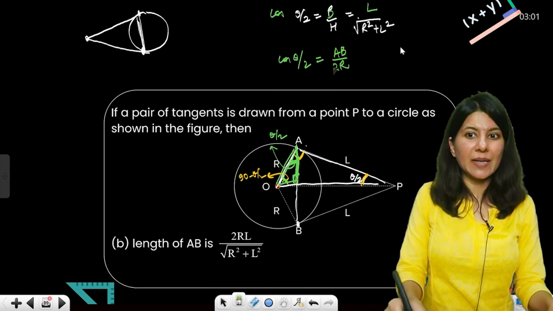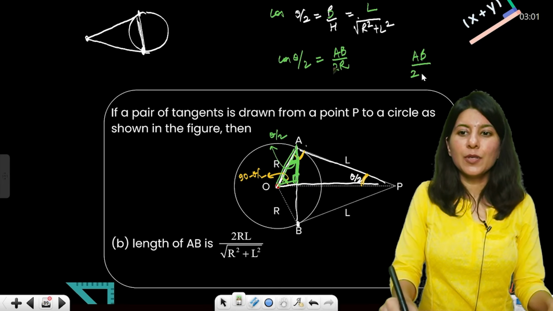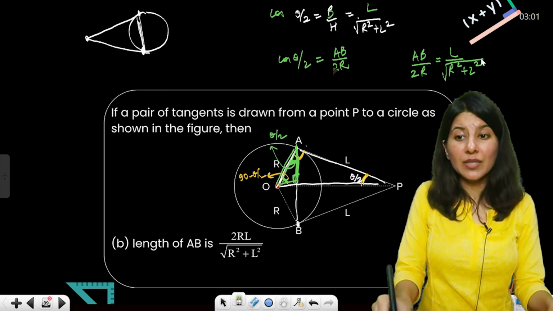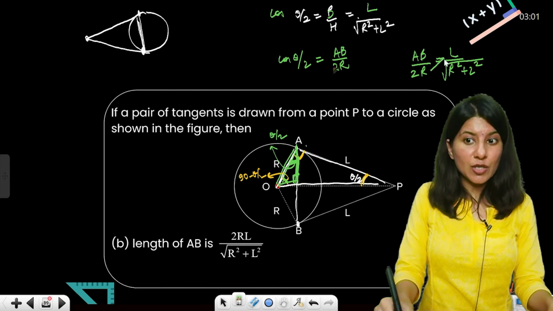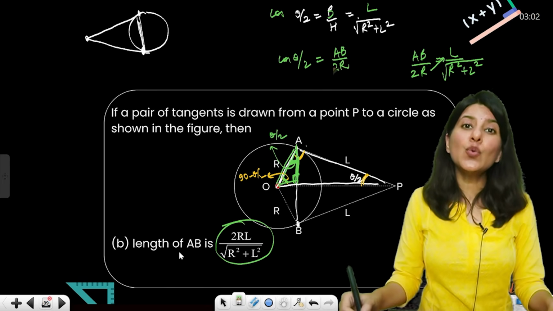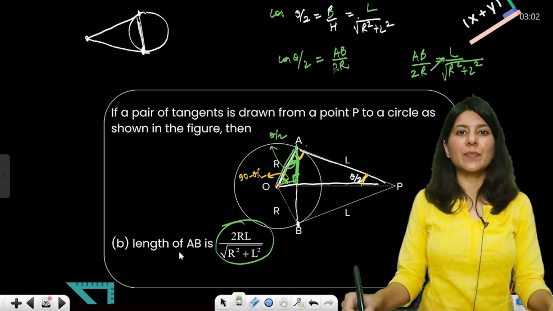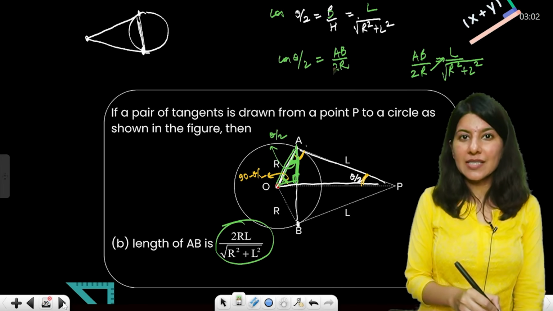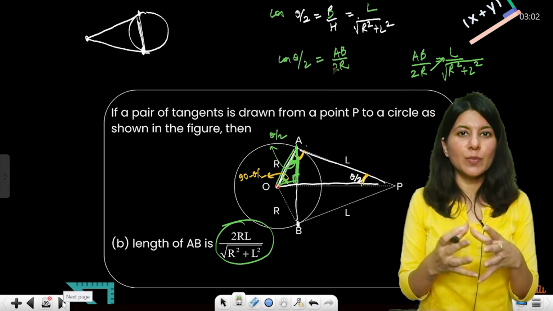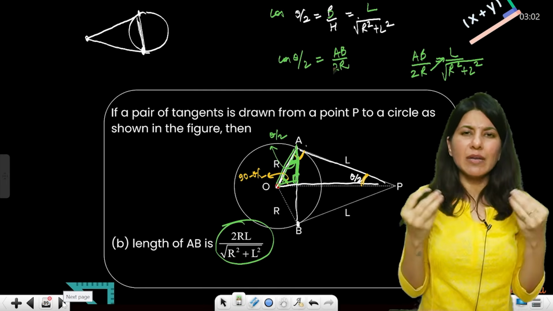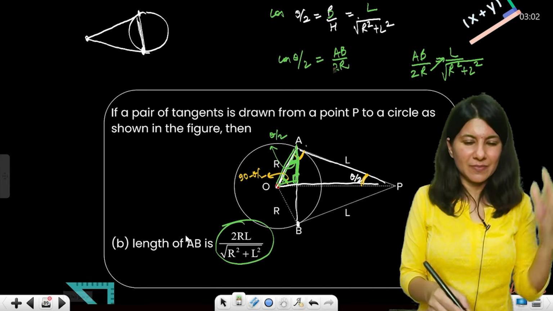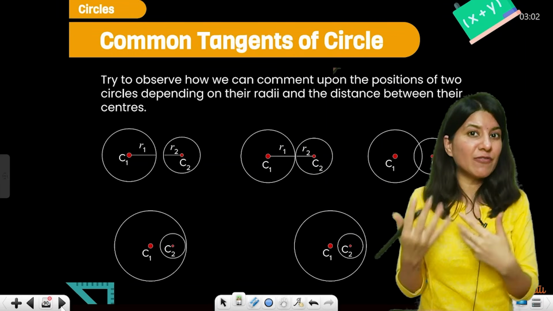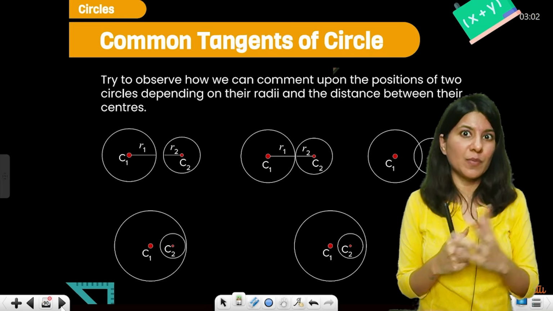Now equate them. So AB upon 2R is equal to L upon the root of R square plus L square. So the length of AB, now cross multiply, will be 2RL upon the root of R square plus L square. So these two formulas we have just obtained by applying basic geometry, right? A very good question can be formed from these two formulas.